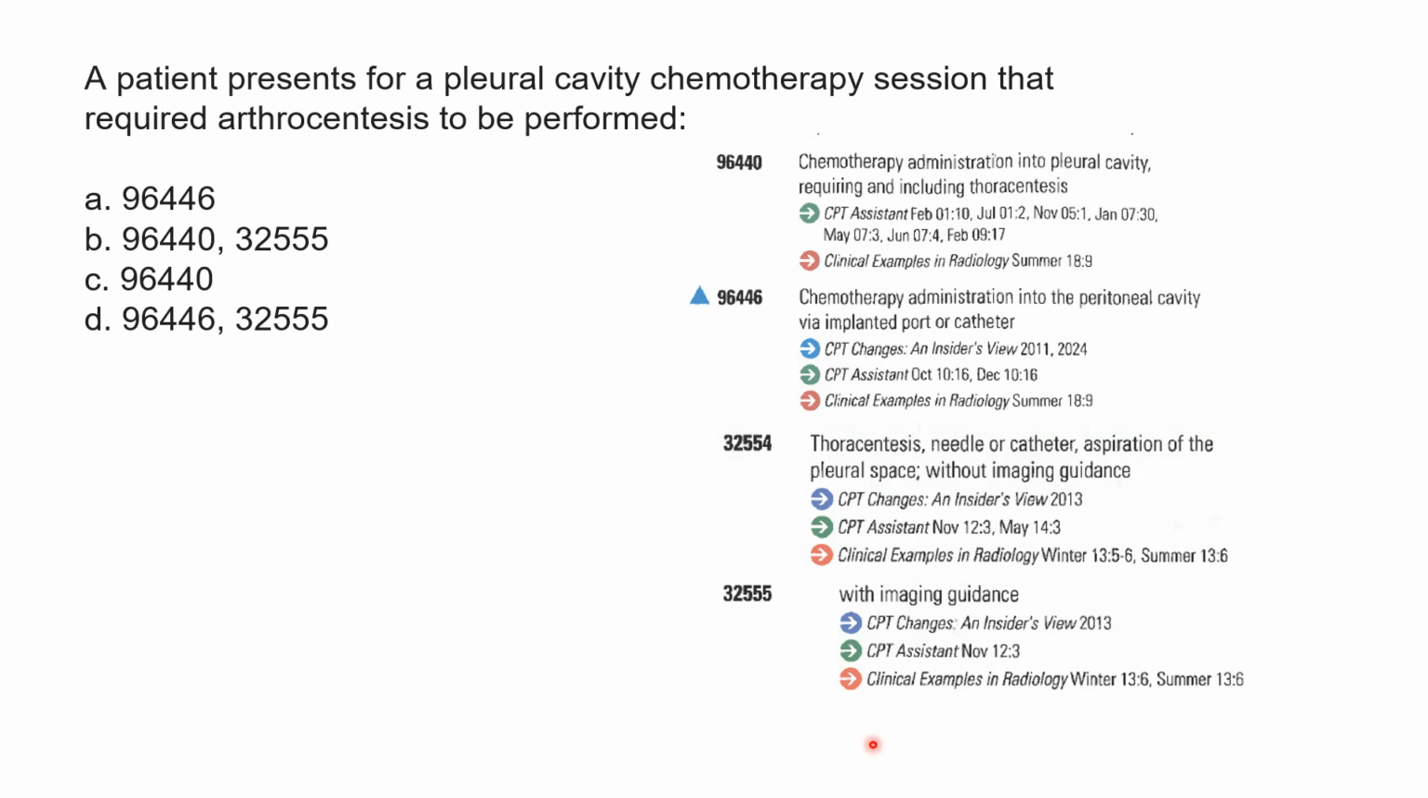Now let us look at what is this 32555. It is the thoracentesis needle or catheter aspiration of the pleural space without imaging and with imaging. Now this is the code for with imaging, but in our patient case the imaging is not mentioned. So you tell me what is your answer. So yes, 96440 is the correct answer. Now if in the same question they had mentioned that the doctor took the help of image guidance, then B would have been the correct answer.